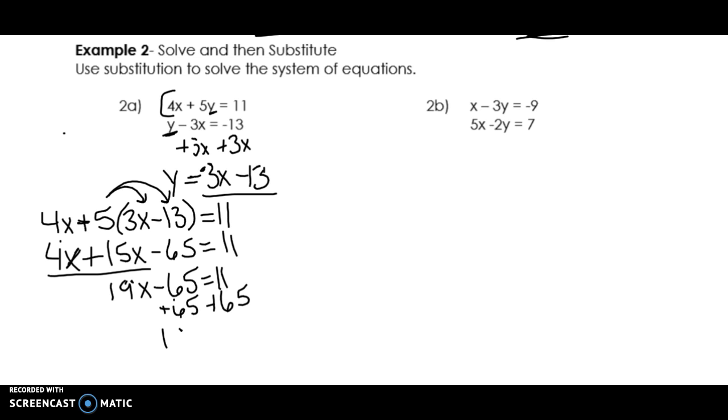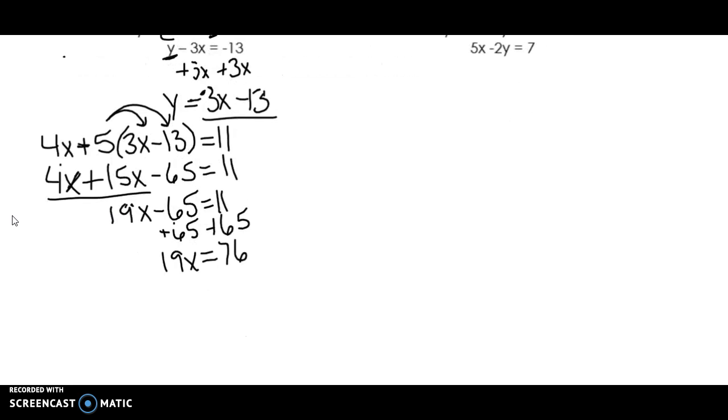So I'm left with 19x equals 76. So now my last step is I'm going to divide by 19 in order to get that x by itself. So 19 over 19 cancels out. And when I divide 76 by 19, you get 4. So now I know that x equals 4.